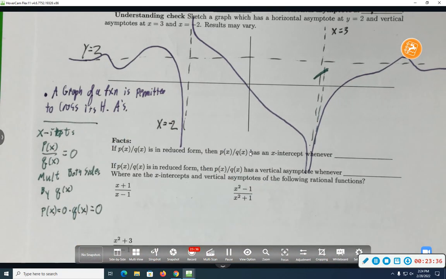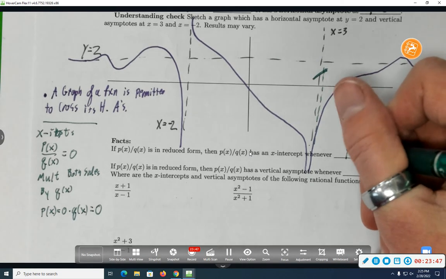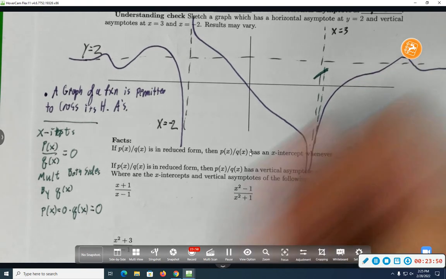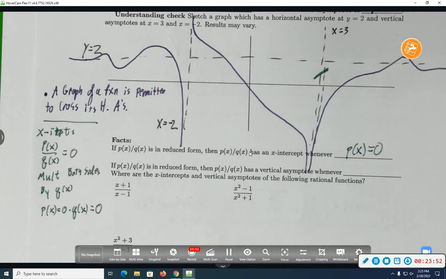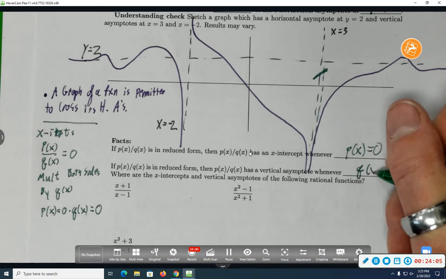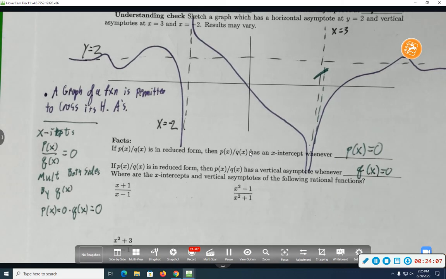So does q actually matter in this question? No. So here's the takeaway. If you want to find the x-intercepts of a rational function, p of x over q of x, just set the numerator equal to 0. That makes sense? Similarly, if you want to find the vertical asymptotes, just figure out when you divide by 0. If you want to find the vertical asymptotes of p of x over q of x, just set the denominator equal to 0.